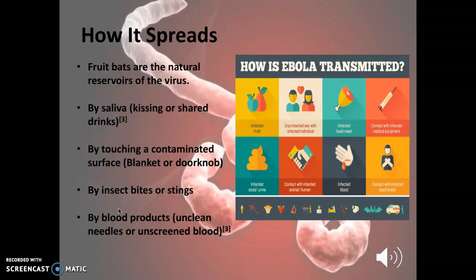Fruit bats are the natural reservoir of the virus. It can be spread by saliva, such as kissing or shared drinks, or by touching a contaminated surface, such as a blanket or doorknob, or by insect bites or stings, and finally it can be spread by blood products.